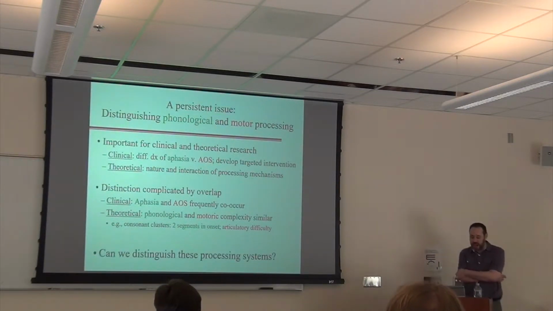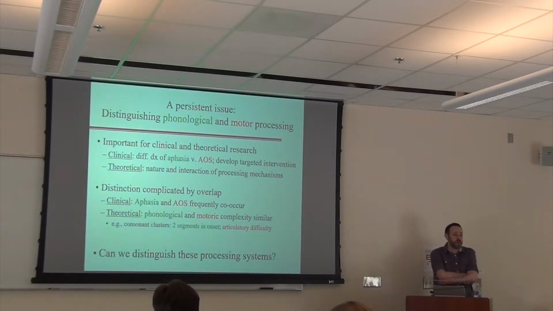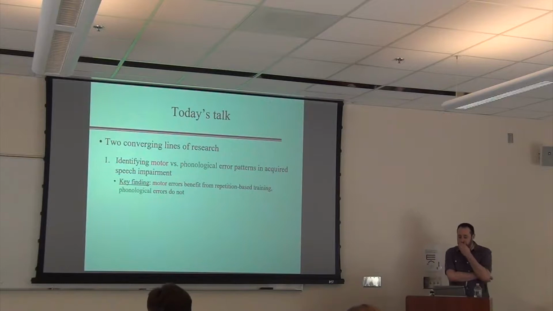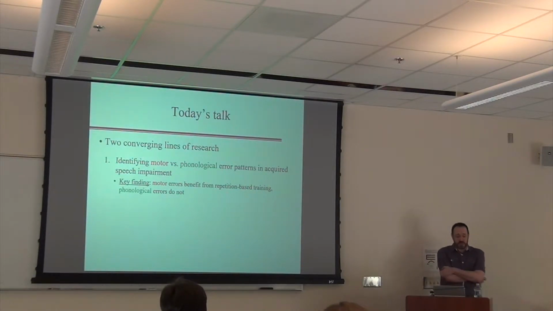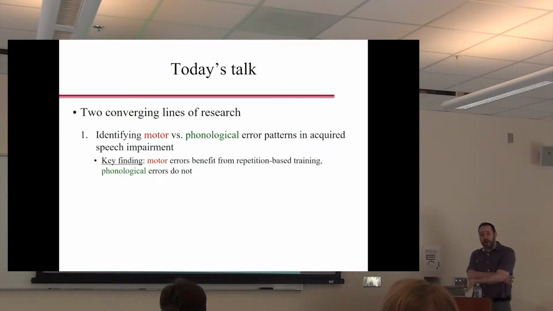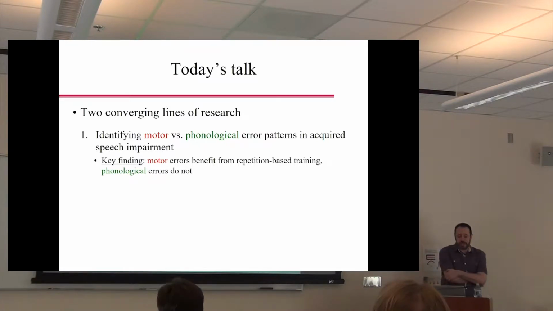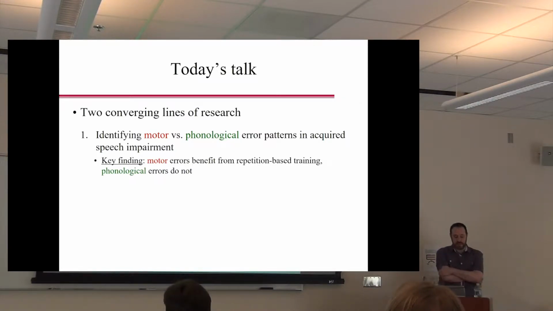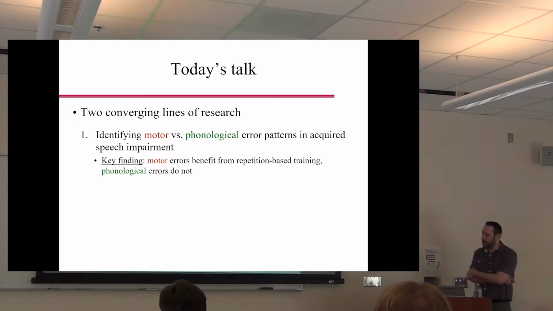So, a question that people have been asking is, can we distinguish these processing systems? And what I'm going to talk about today is some work from a couple different lines of the work we've done in my lab that's tried to get at this issue and tried to separate these a little bit. So the first line of research I'm going to talk about is some work trying to identify motor error patterns and phonological error patterns in individuals with acquired speech impairment. And the key finding that I'll be presenting, I try to avoid the murder mystery approach to academic talk. So the key finding that I'll be talking about is that motor errors seem to benefit or decrease following a repetition-based training, whereas phonological errors seem not to from just a simple repetition-based training.